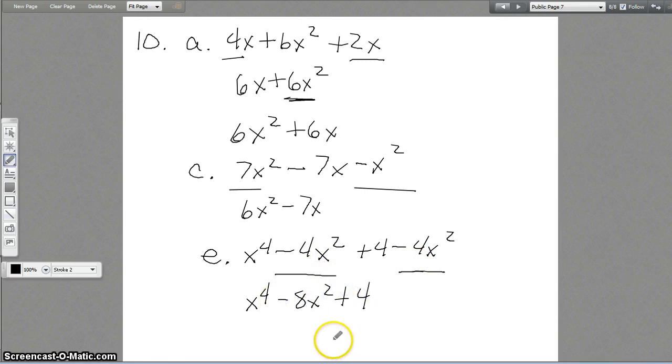It's already written in descending powers of the variable, so that's number 10, which is just like number 17, and I actually got the whole thing done in one video. So if you have any problems, just go back and look at the example problem from set 2, and then you'll be able to figure out what you're supposed to do for set 3.